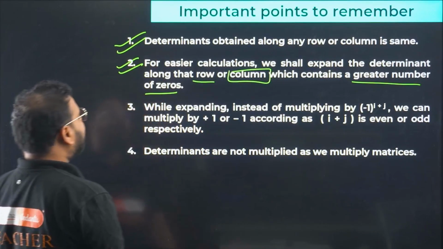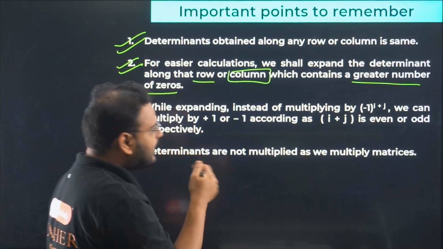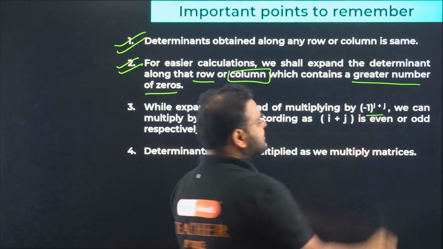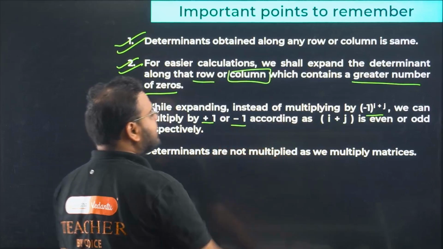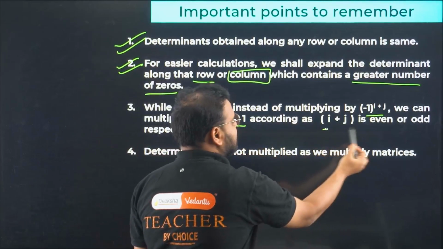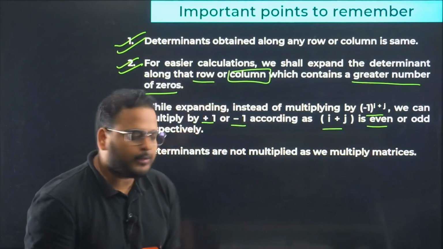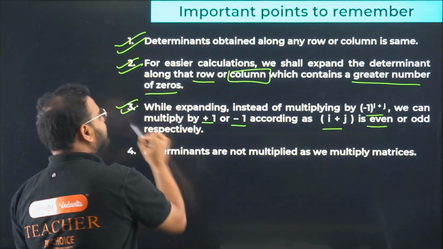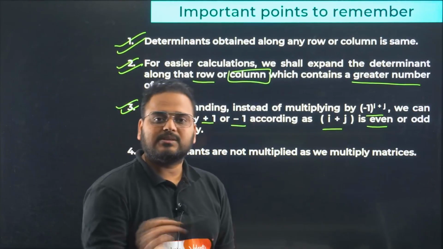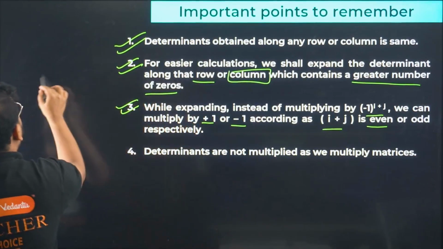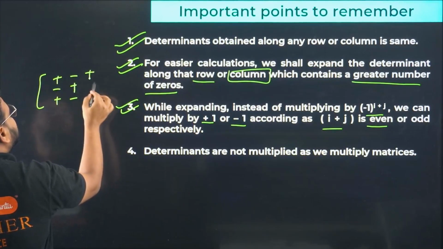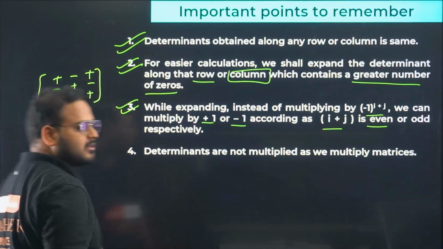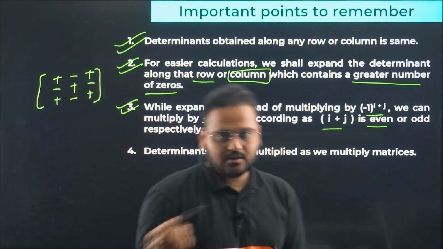While expanding, instead of multiplying by (-1)^(i+j) every time, we can multiply by +1 or -1 accordingly, as i plus j is even or odd. This also I explained to you, based upon i plus j being even or odd. You can simply use that. Otherwise, you can use this technique also: plus minus plus, minus plus minus, and plus minus plus. This I've got using what? The odd and even only.